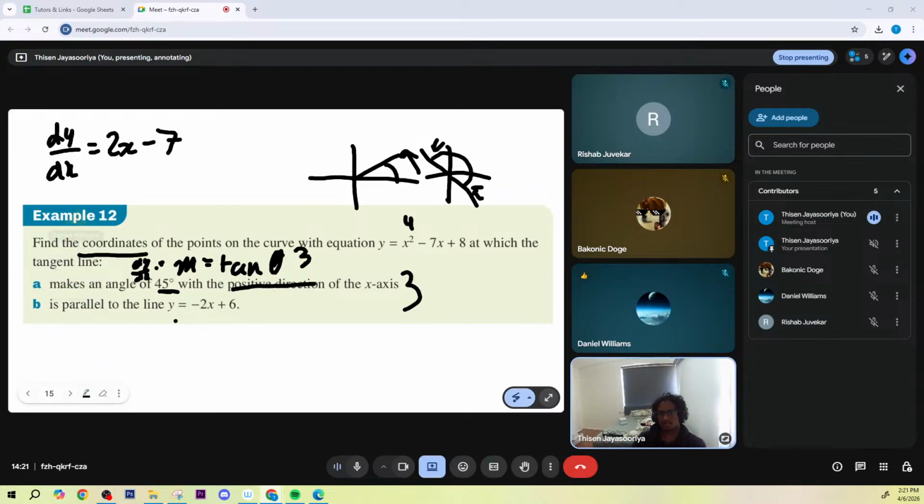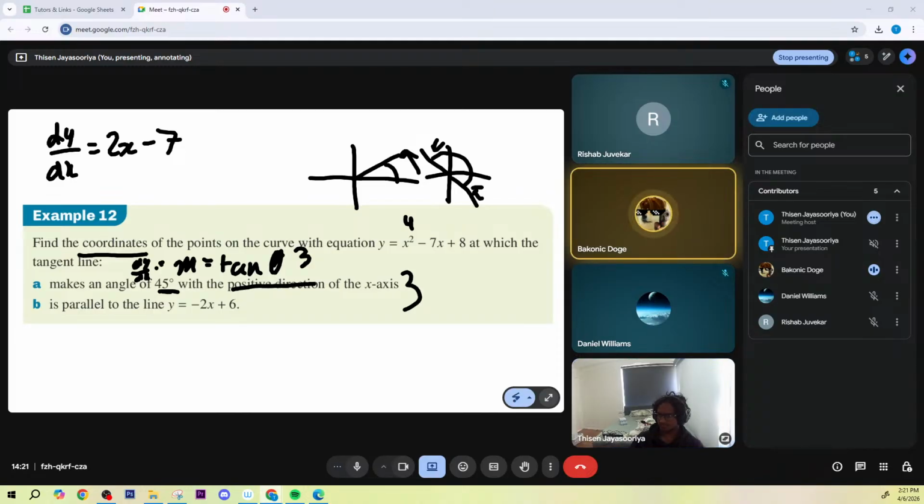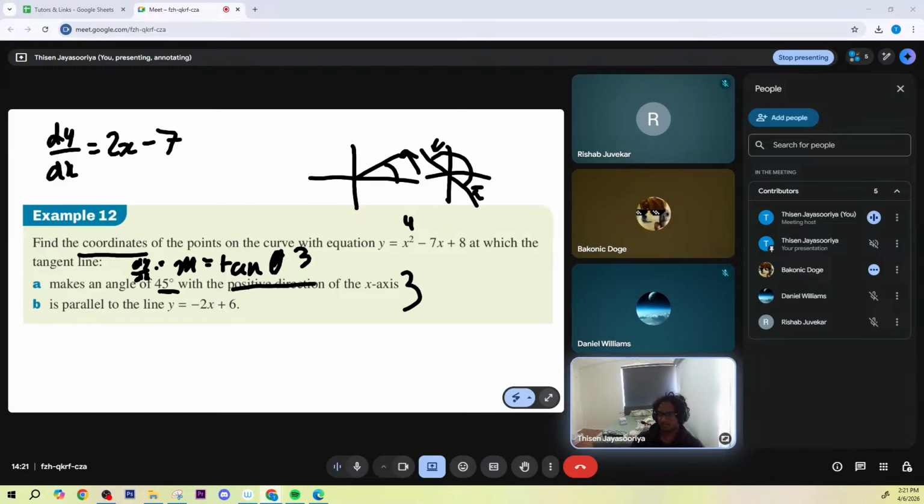Now it says here the tangent line is parallel to y equals negative 2x plus 6. Joe, what do you think I can do with that information? We know the tangent line is parallel to this line. It was something about same or different gradient. If they're parallel to each other, do they have the same gradient or different gradients?